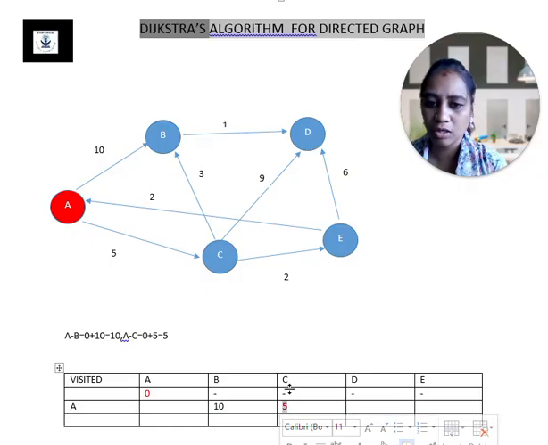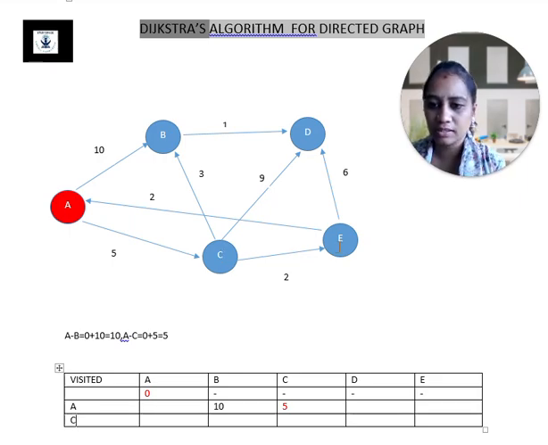It belongs to C, so I will mark C as visited now. From C, check what routes are available. From C I can move to B, from C I can move to D, and from C I can move to E. These are the directions given. Now what is the cost of moving from C to B? That we have to calculate. What is the cost of C now?